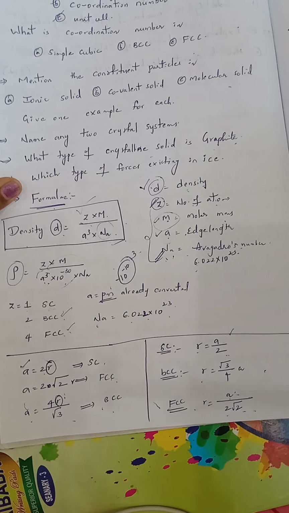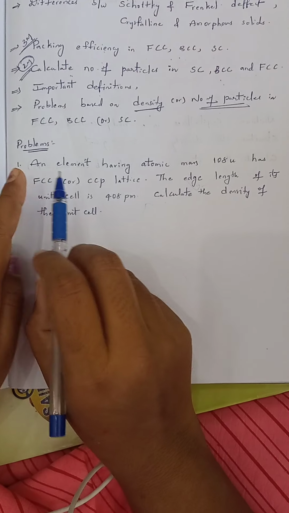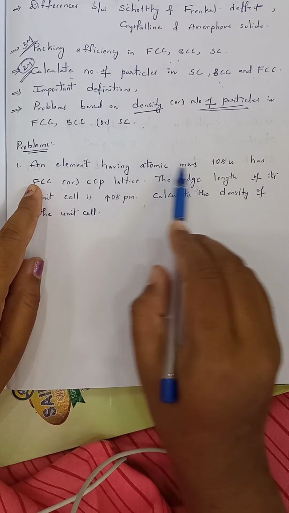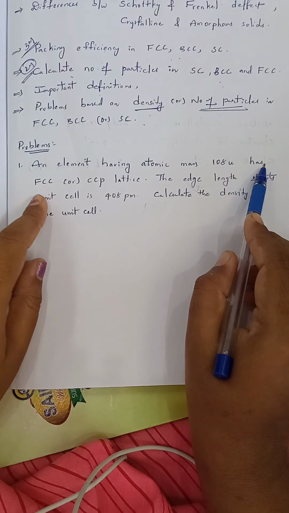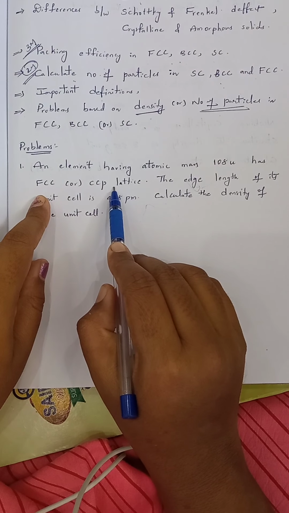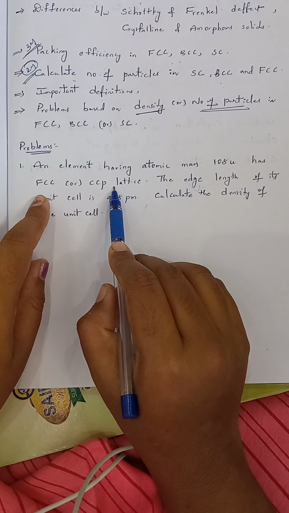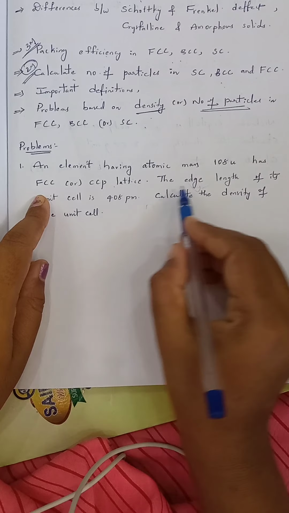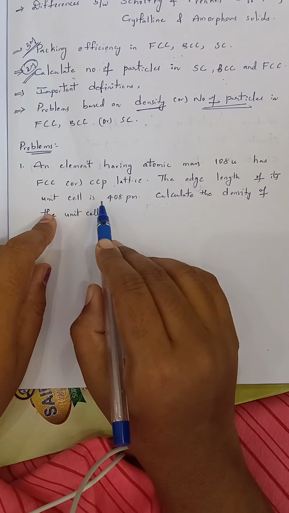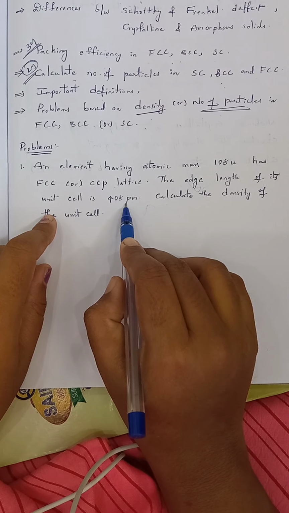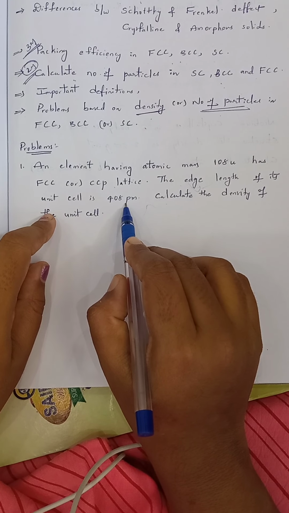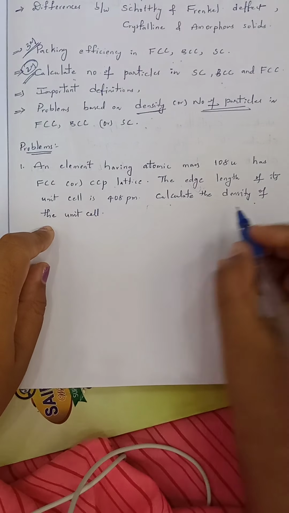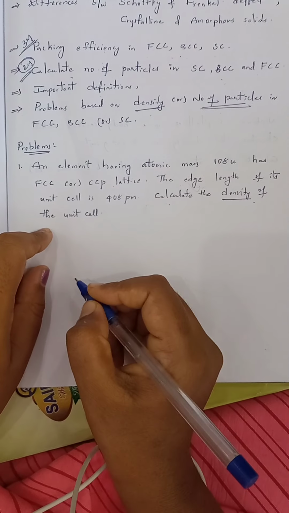Here is our first problem based on density. An element having atomic mass 108 unified mass has FCC or CCP lattice. The edge length of its unit cell is 408 picometers. Your edge length is given in picometers, we want to convert it into centimeters. Calculate the density of the unit cell. The question is calculation of density.